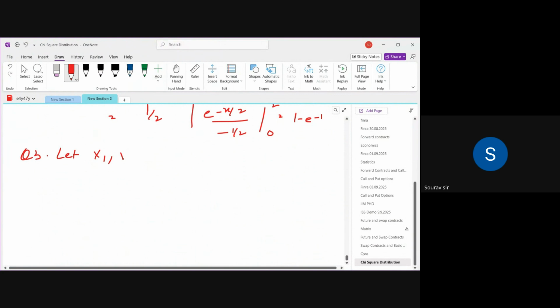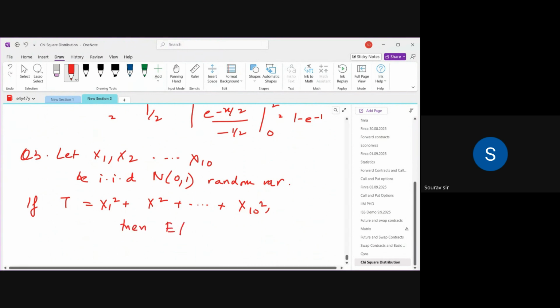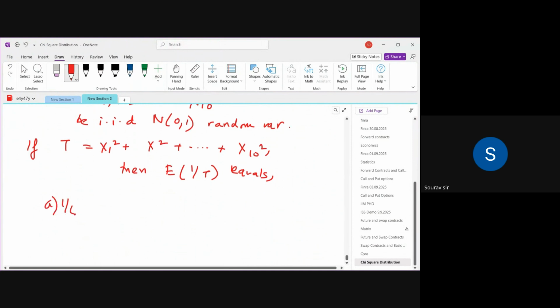Let x1, x2 till x10 be identically and independently distributed N(0,1) random variables. If T is x1 square plus x2 square plus dot dot dot plus x10 square, then the expectation of 1 by T will be equal to, I hope you have seen the question. So it will be 1 by 5, 1 by 6, 1 by 8, or 1 by 12. What will it be?